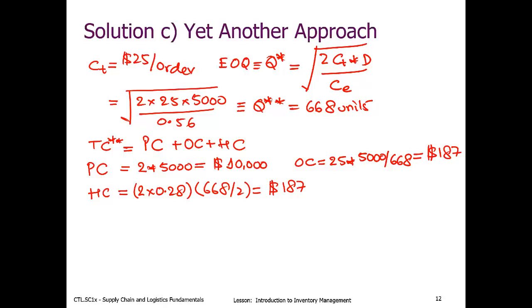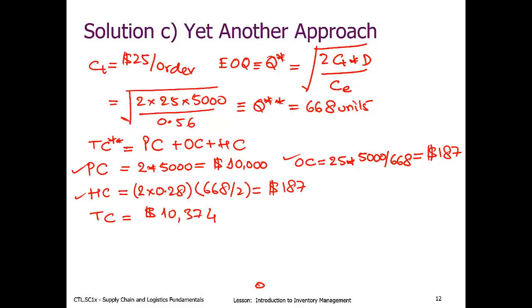So now that we have purchase cost, the ordering cost and the holding cost, can we calculate the total cost? Of course, if we add these three values up, we get a total cost of 10,374. And this is better than the previous two approaches and even better than the first approach. And we see that this total cost so far is the least compared to the previous three approaches.